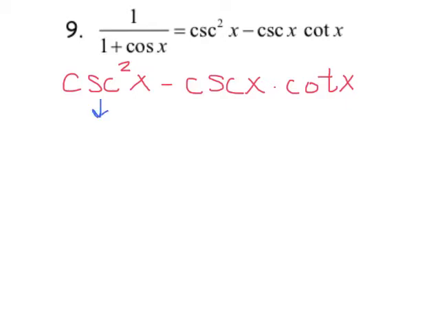So cosecant squared is 1 over sine squared. And cosecant is 1 over sine. And cotangent is cosine over sine.